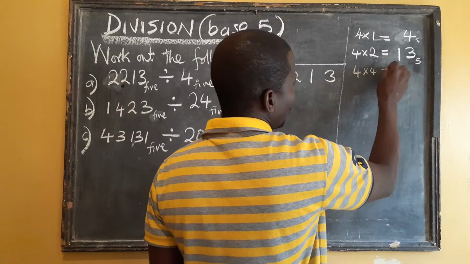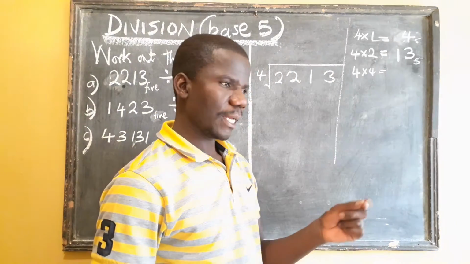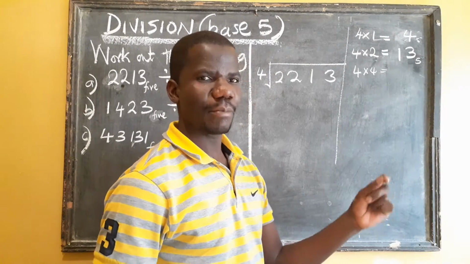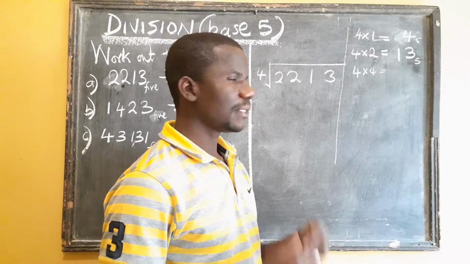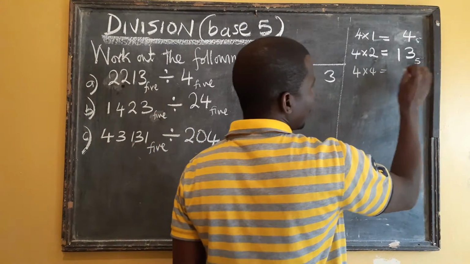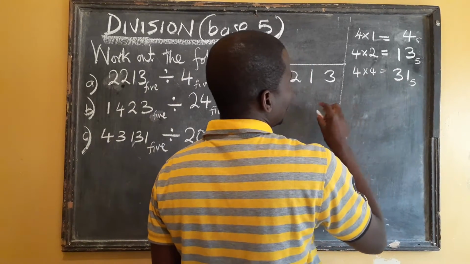multiplied by 4. What do we get? 4 multiplied by 4, we are getting 16. That 16 has to be divided by 5. We're going to get 3 remainder 1. So we start with the remainder, then 3 here, in base 5.